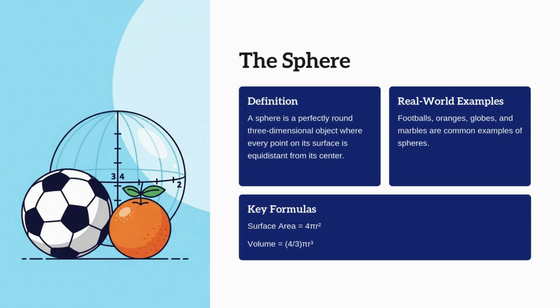Formula 2. Volume of a sphere. Volume equals open bracket 4 over 3 close bracket pi r cubed. This is the formula for the volume of a sphere. It is obtained by integrating the areas of circular cross-sections. The fraction 4 over 3 accounts for the three-dimensional nature of the sphere, and r cubed shows the dependence on the cube of the radius.